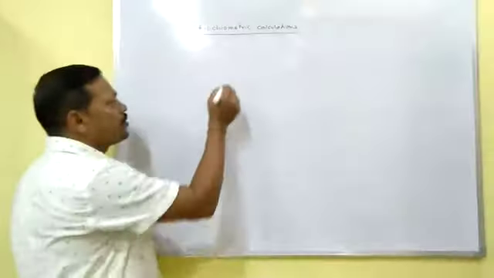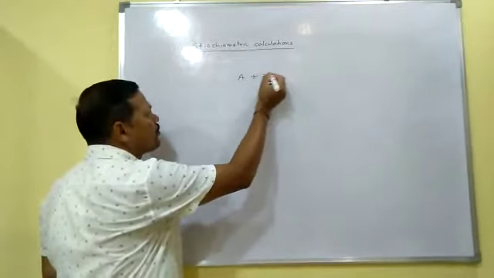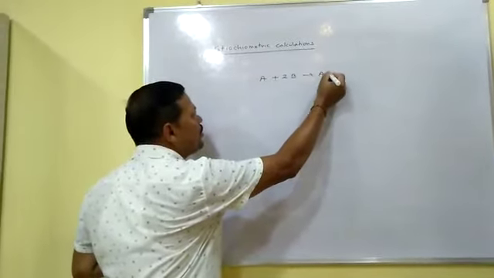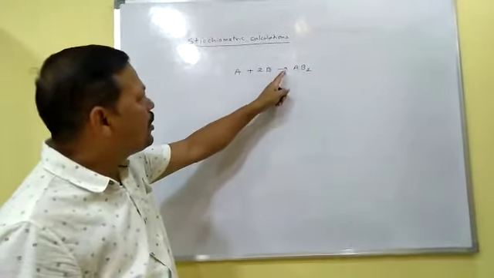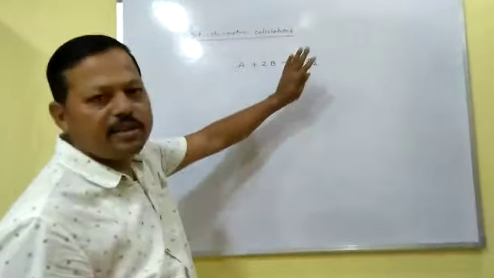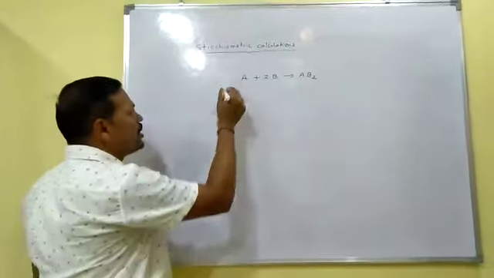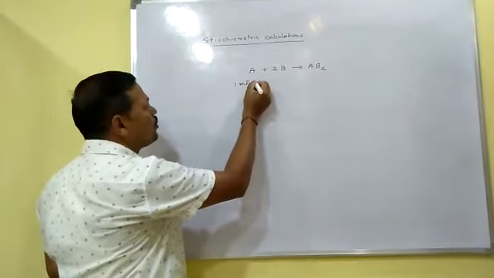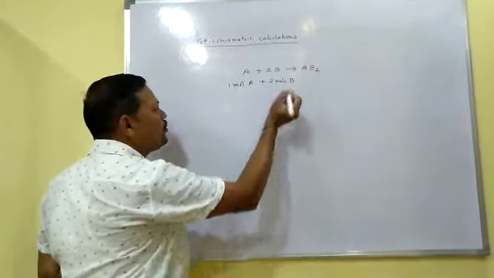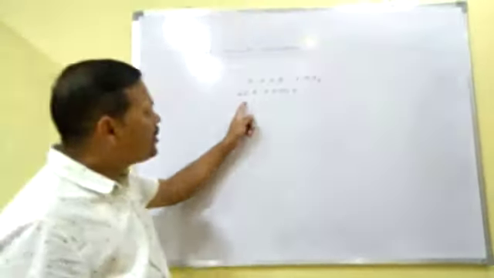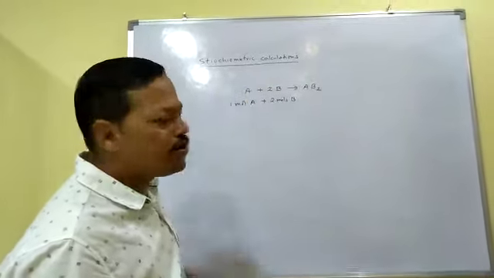Now suppose this is a chemical reaction: A plus twice B gives AB2. The reaction is already balanced. Since the reaction is balanced, you have seen that 1 mole of A reacts with 2 moles of B.